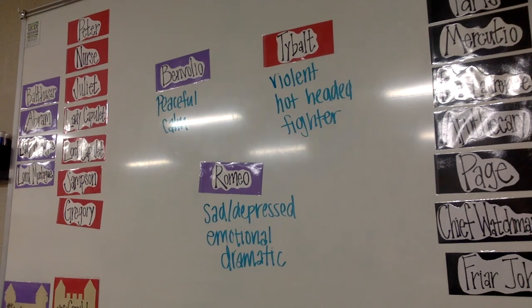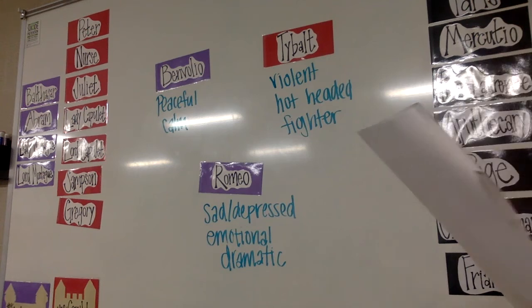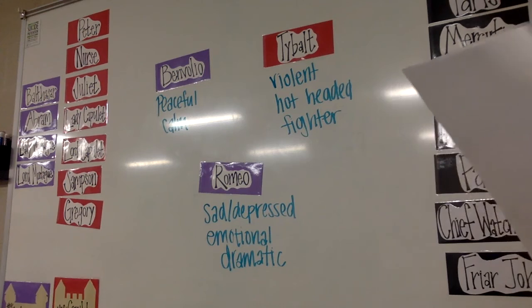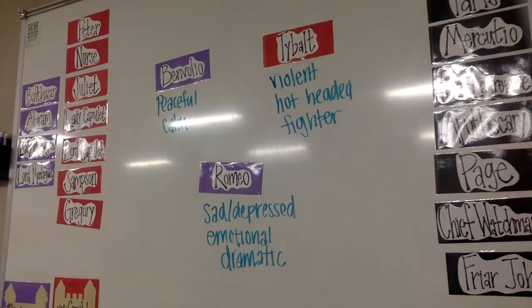Benvolio in line 210 says, "Then she hath sworn that she will live chaste." And Romeo says, "She hath, and in that sparing makes huge waste. For beauty starved with her severity cuts beauty off from all posterity."